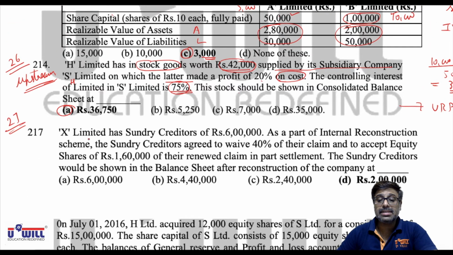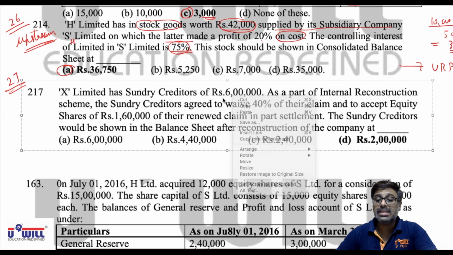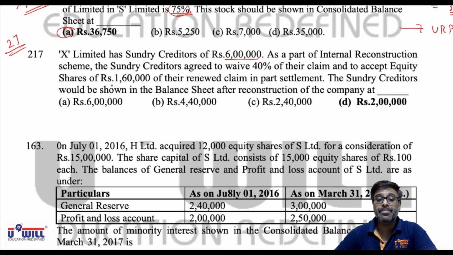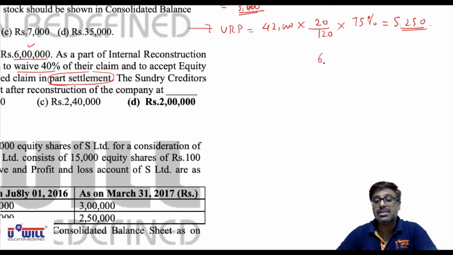X Limited has sundry creditors of 6 lakhs. As a part of an internal reconstruction scheme, the sundry creditors agreed to waive, meaning sacrifice, 40% of their claim, and to accept equity shares of rupees 1,60,000 of their renewed claim in part settlement, not full settlement, part settlement. The sundry creditors will be shown in the balance sheet after reconstruction at what amount? Now, 6 lakhs of creditors are there, 40% they waive. So from 6 lakhs, 40% they sacrifice, that goes to capital reduction, 2,40,000.